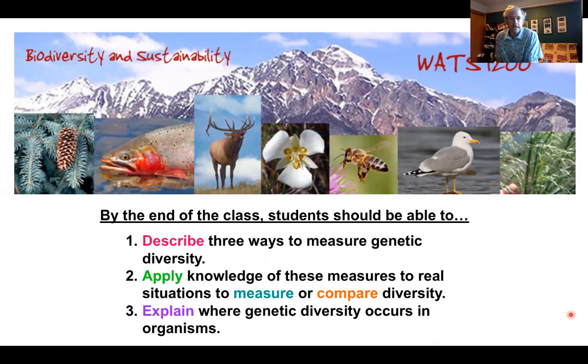So by the end of this class, you guys should be able to describe 3 ways to measure genetic diversity. You should be able to apply knowledge of these measures to real situations to measure or compare diversity. You should be able to explain where genetic diversity occurs in organisms.